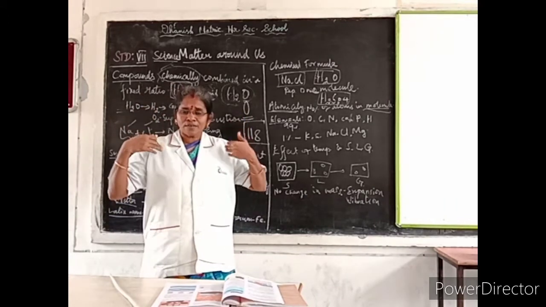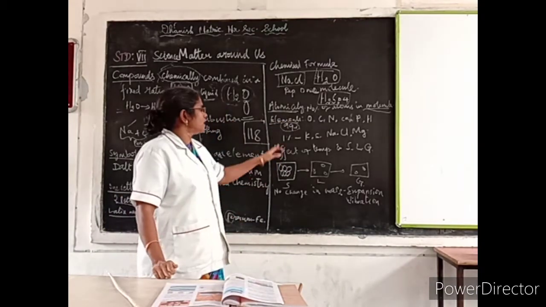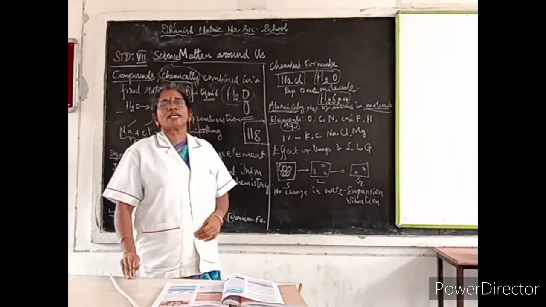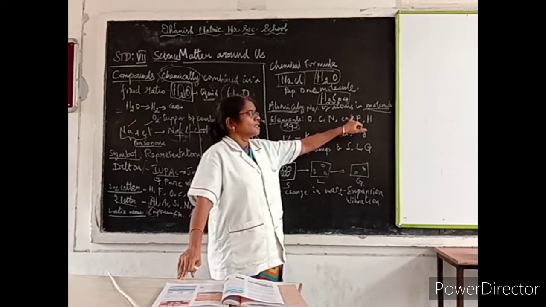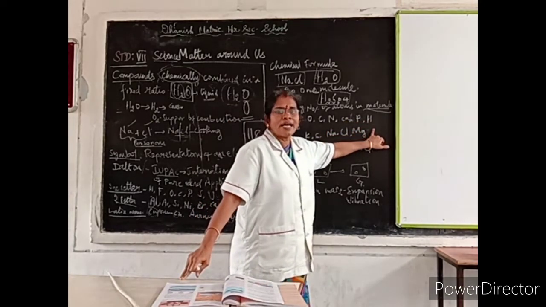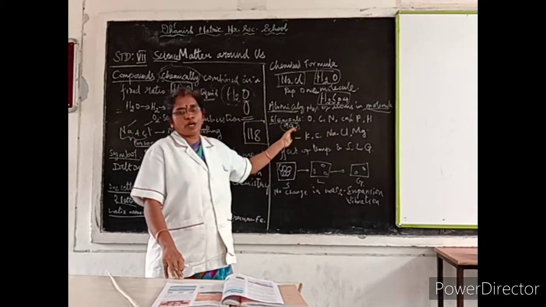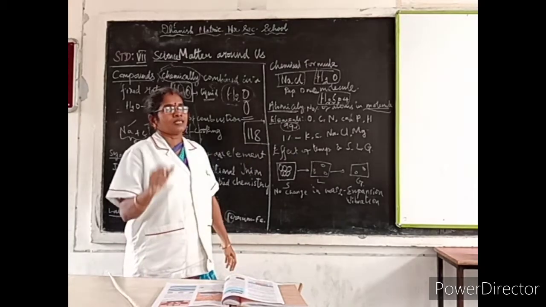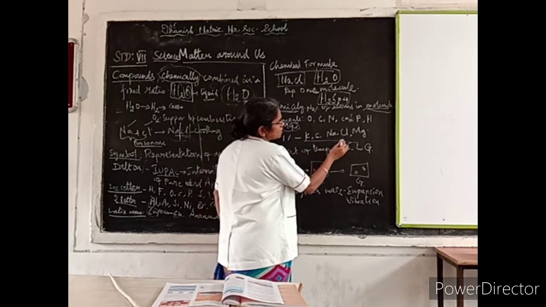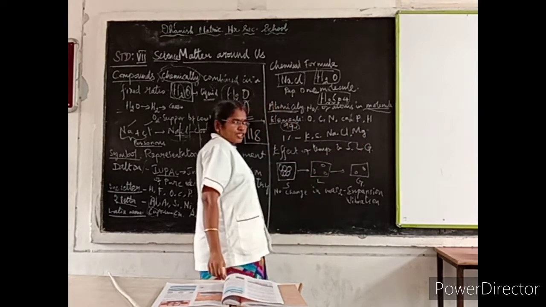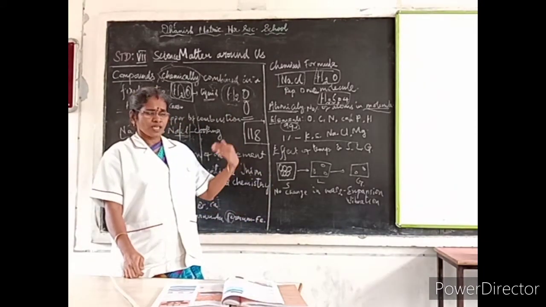Next one. If you take our body, 99% of our body is having these 6 elements. So what are all the elements present in our body? Oxygen, carbon, nitrogen, calcium, phosphorus and hydrogen. Totally all these elements are present in our body to the extent of 99%. The left out 1% is a combination of potassium, sulfur, sodium, chlorine and magnesium. So these are all the elements present in our body. After this, clear? So we go to next one.